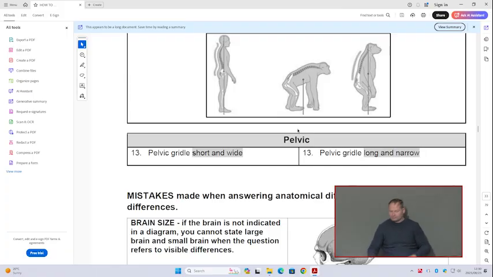Then the pelvis, it is the pelvic girdle, the hip bone. The hip bone, our hip bone, it is short and wide. Both the short and the wide, they must be in your answer. Not only short. So for us, it's short and wide, whereas for other primates, it is long and narrow.